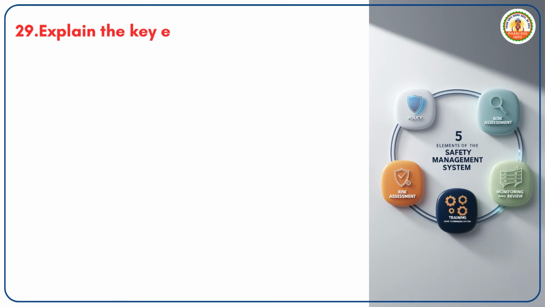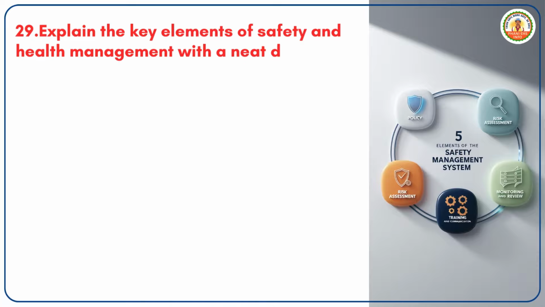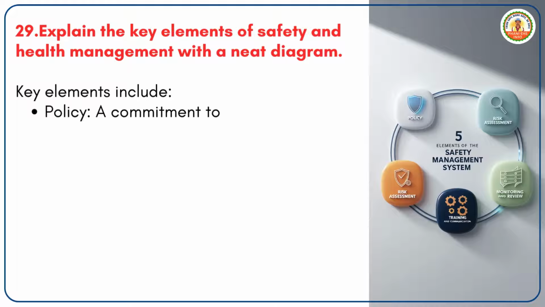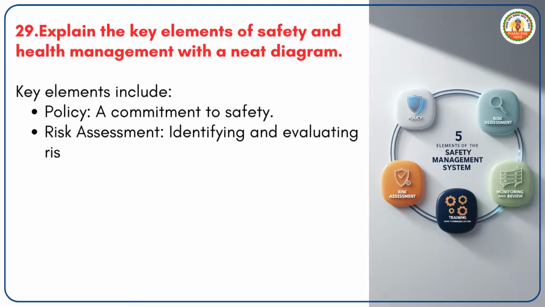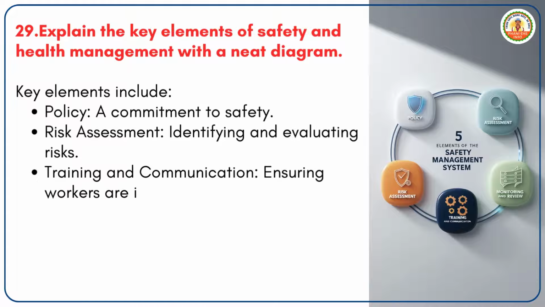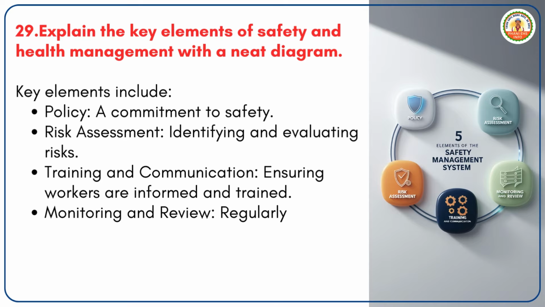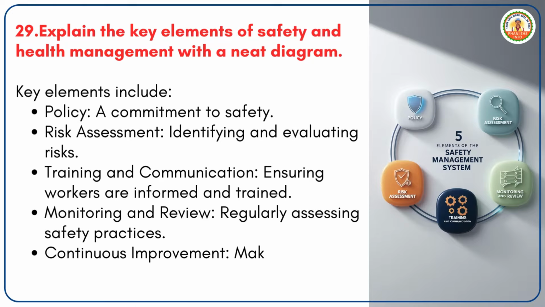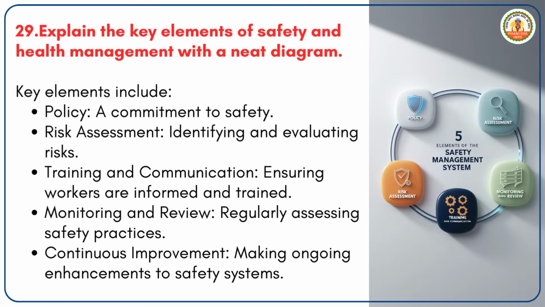29. Explain the key elements of safety and health management with a neat diagram. Key elements include policy, a commitment to safety. Risk assessment, identifying and evaluating risks. Training and communication, ensuring workers are informed and trained. Monitoring and review, regularly assessing safety practices. Continuous improvement, making ongoing enhancements to safety systems.